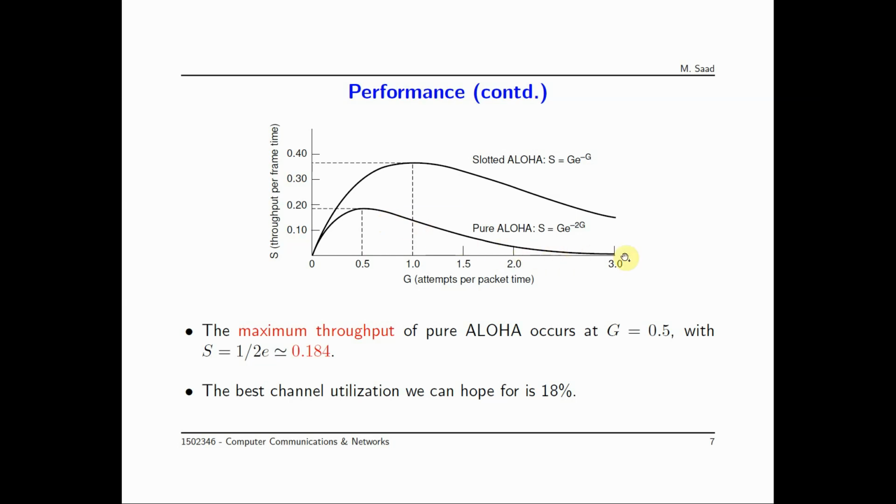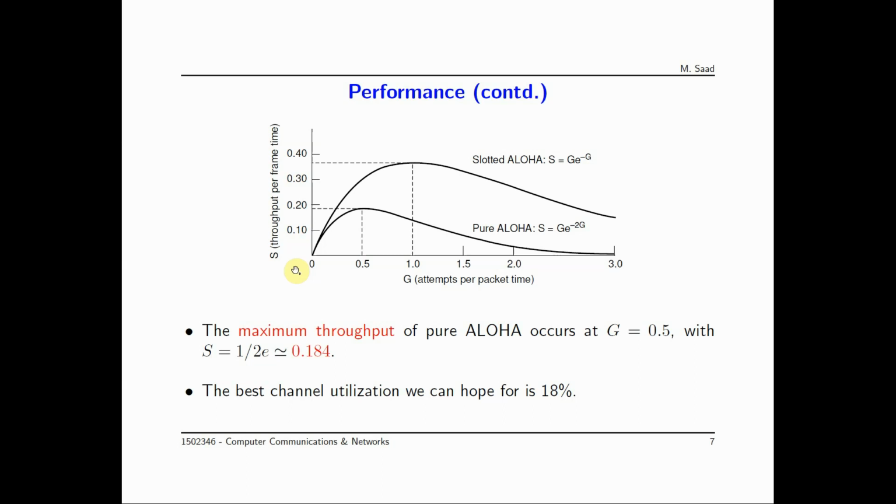And imagine that we have infinitely many attempts. So per frame time, we have infinitely many transmission attempts by the stations connected to the network, which means that everything will collide for sure, and we have no successful deliveries. That's why S goes down to 0. So this curve here represents the throughput on the y-axis versus the offered load on the x-axis.